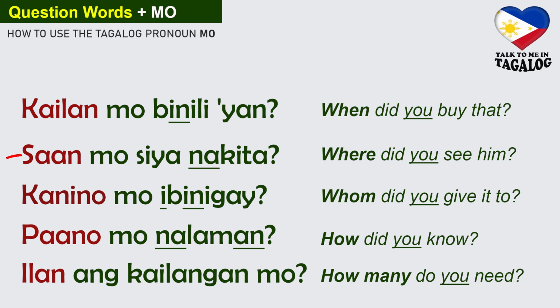Saan mo siya nakita? Where did you see him? Kanino mo ibinigay? Whom did you give it to, or you gave it to whom? Paano mo nalaman? How did you know? Ilan ang kailangan mo? How many do you need?